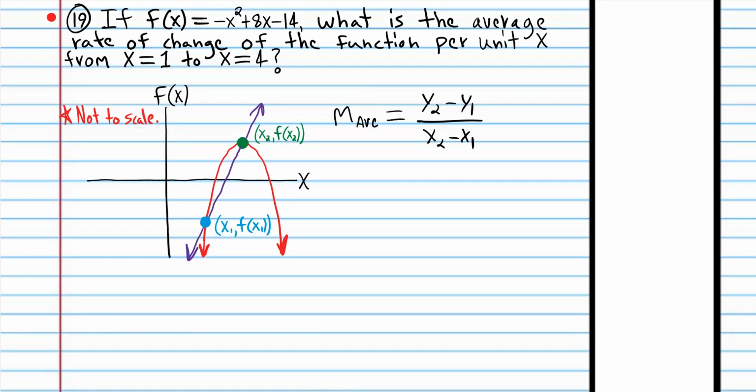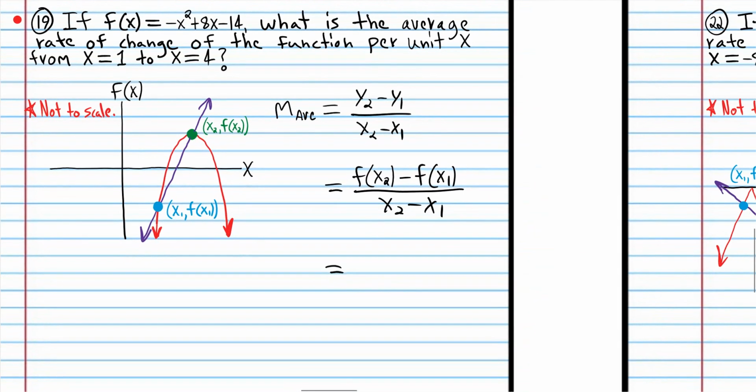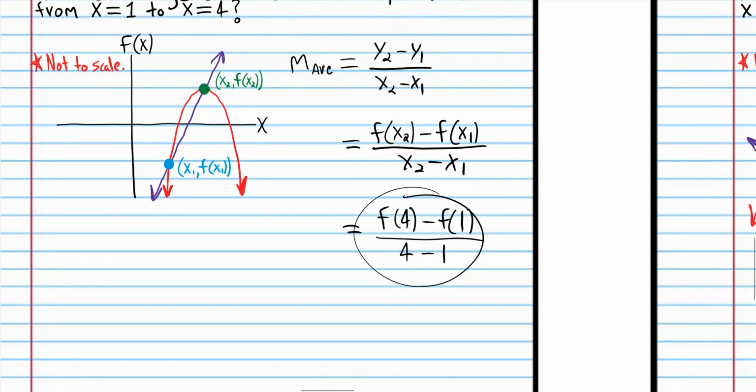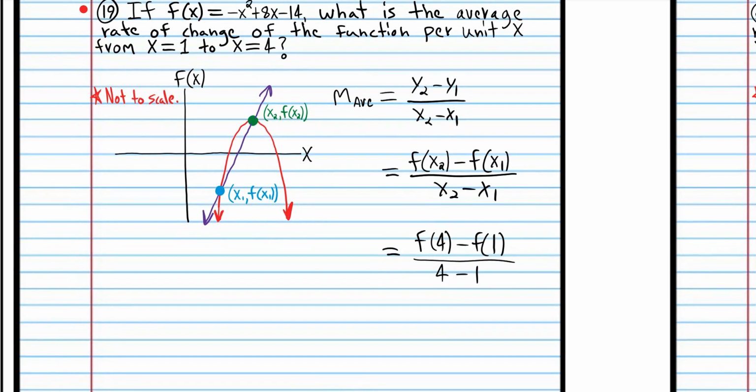But remember, we have a function here, so instead of calling this y value y2, we'll call it f of x2, and the other one f of x1. So f of x2 is going to be the y value with the second x value plugged in. And the other y value is f of 1. And then x2 is just 4, x1 is 1. So I know this seems kind of confusing, but that's why we're doing this, is to get used to this type of notation.